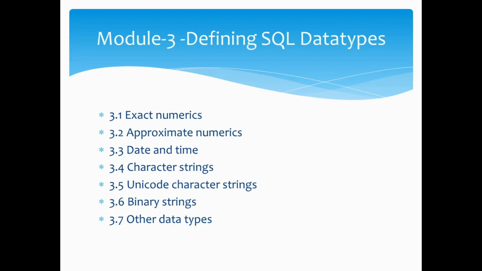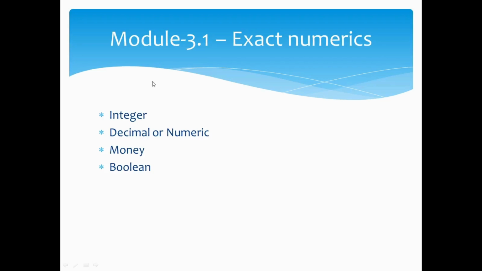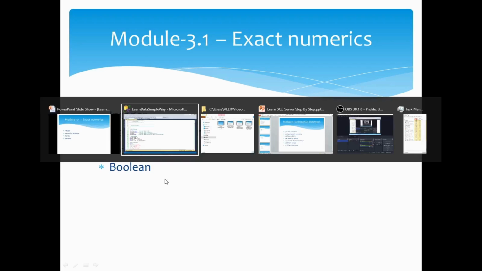In this module, I am going to cover SQL data types. There are basically 7 categories of data types. So we'll be seeing exact numerics, which is 3.1 today. Within exact numerics, there are 4 types of data types, which are integer, decimal or numeric, money, and boolean. So let's see each of them one by one.